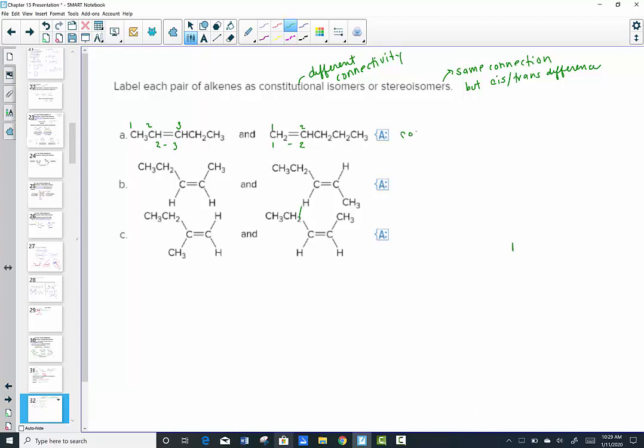Letter B. I have 1, 2, 3, 4, 5 carbons. Looks like the plane of the double bond puts these all on the same side. That is a cis conformation. Here again, I have the same number of carbons. There's 5 carbons in the longest carbon chain, but one of them places them on top of the plane of the double bond, and the other places them below the plane of the double bond. Therefore, that's a trans configuration, making these stereoisomers.